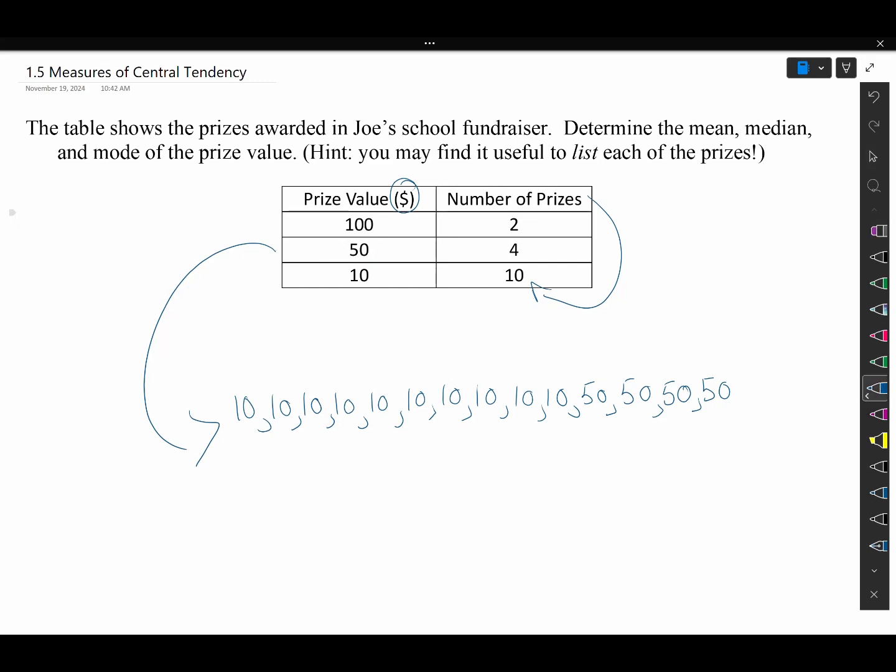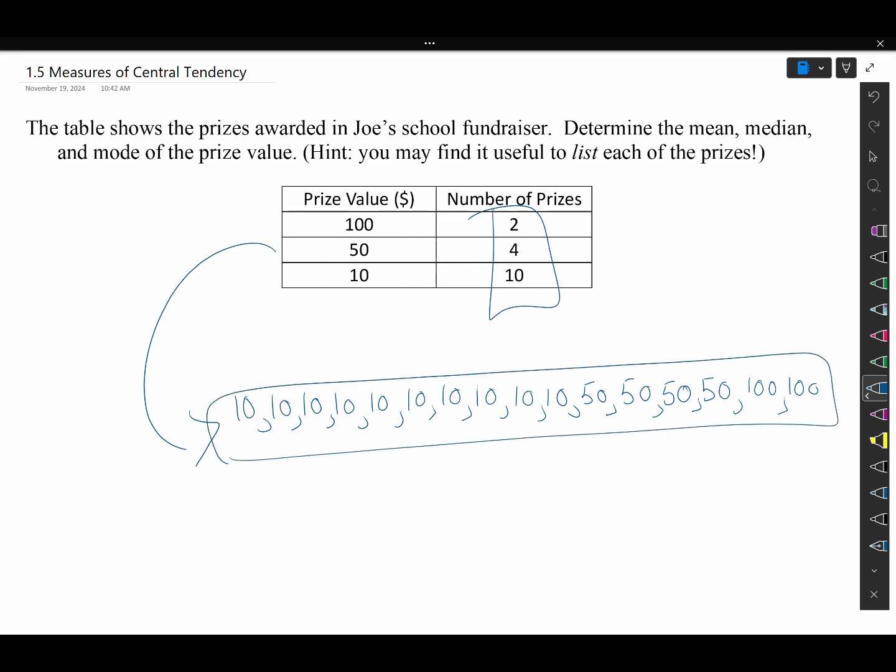And lastly, we have a prize of $100. How many of those do we have? We have 2 of them. So what may have initially looked like only 3 prizes from a quick glance at a table, because each prize has a frequency of more than one, that is, it shows up more than once, if we're listing out all of our values, it looks something like this.